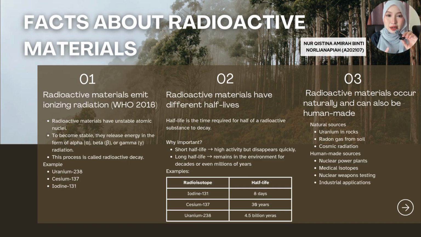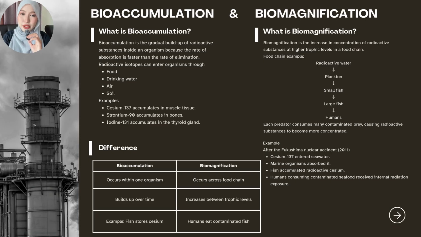Lastly, radioactive material can come from both natural and human-made sources. Natural sources include uranium in rocks and radon gas from soil, while human-made sources include nuclear power plants, medical equipment, and industrial applications. So now let's look at bioaccumulation and biomagnification.